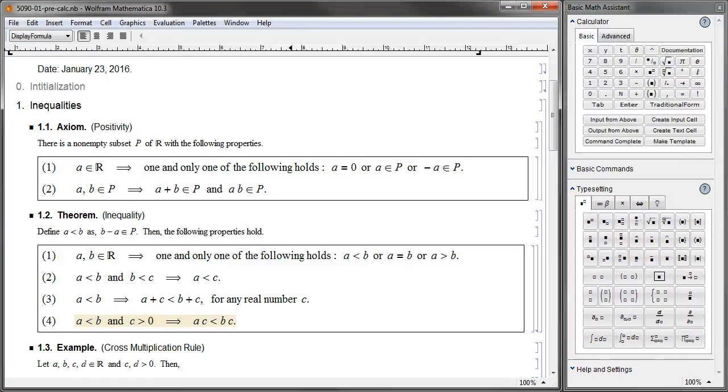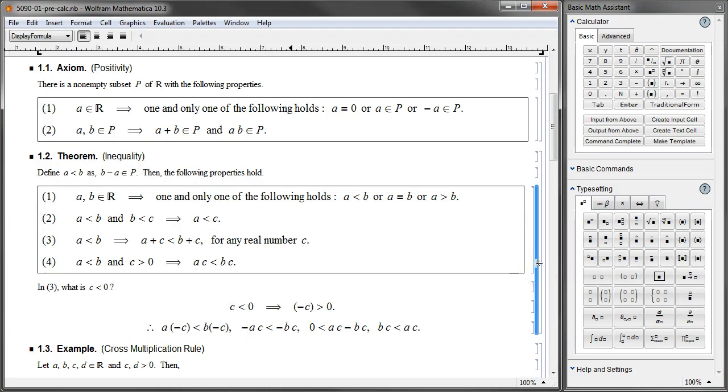Actually no, but it does preserve the multiplication by a positive number. If A is less than B and C is positive, then AC is less than BC. What if C is negative? Well, in that case, you have to do something like this.